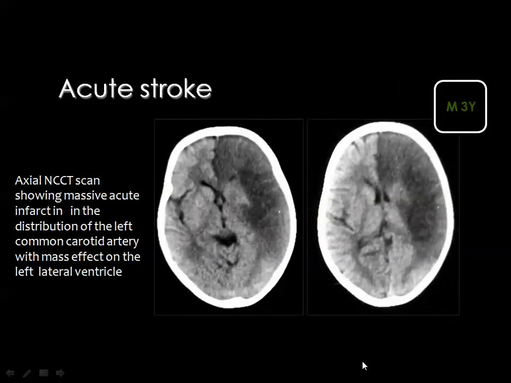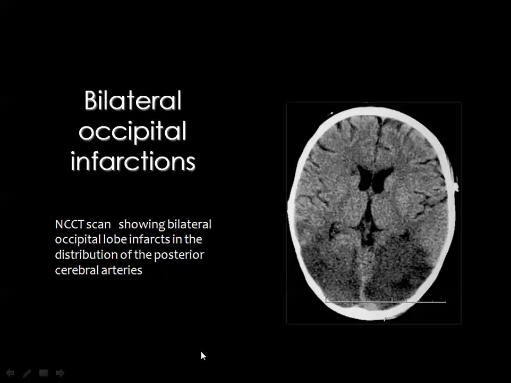This is also acute stroke in the frontal and temporal areas. And here you may be able to see that this lesion involves the common carotid territory, including the anterior cerebral and the middle cerebral, with consequent some mass effect on the left lateral ventricle. And this is also the bilateral occipital infarctions affecting the posterior aspect of the brain with some mass effect on the adjacent ventricles.